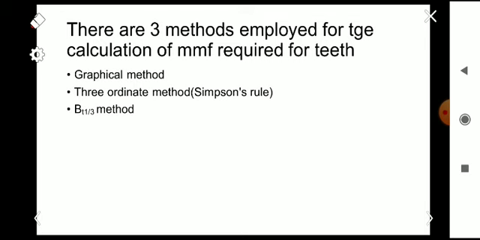So mainly there are three methods for the calculation of MMF: the graphical method, the 3-ordinate method, and the BT by 3 method. Of these, first we are going to learn the graphical method.